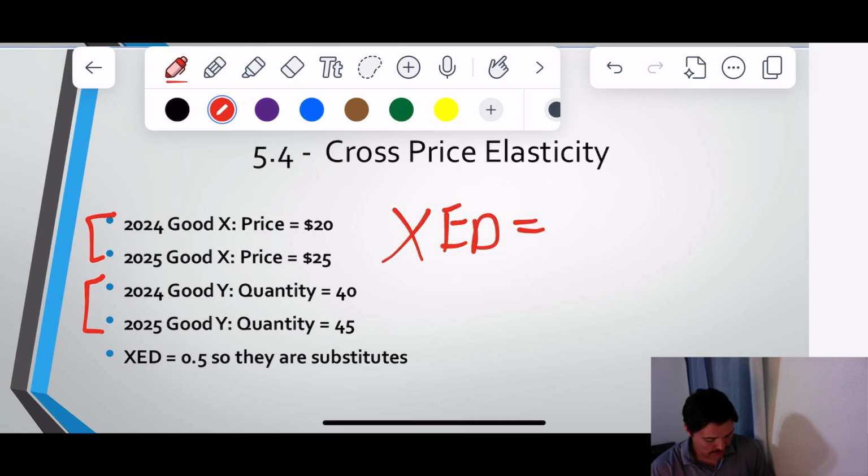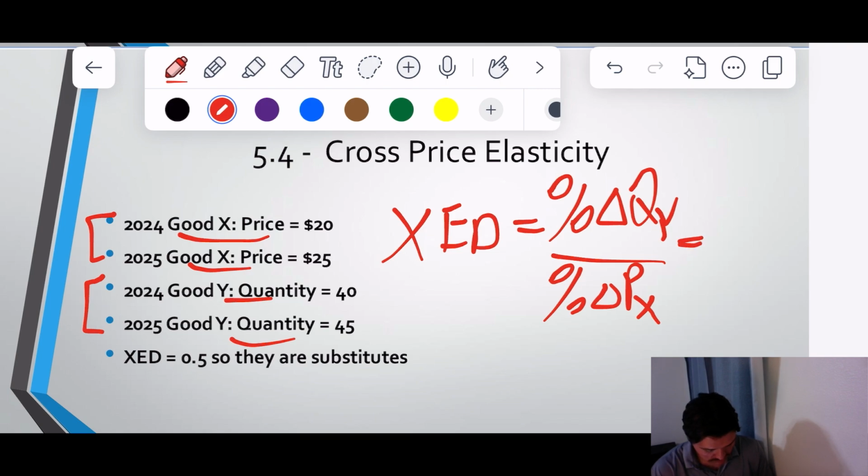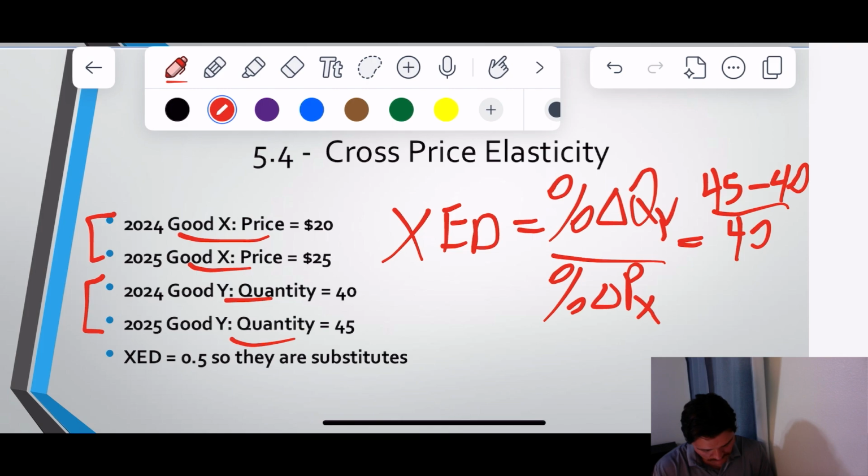Now we can see the price of good X is the one changing, so we need to look at the quantity of Y and how that changes. So how this looks is the percent change in the quantity of Y over the percent change in the price of X. That's what we're doing here, okay? So what we'll do is new minus old divided by old. That still is the same. So we'll do 45 minus 40 divided by 40, new minus old divided by old. And then we'll divide by the change in price. So that'd be 25 minus 20 over 20.